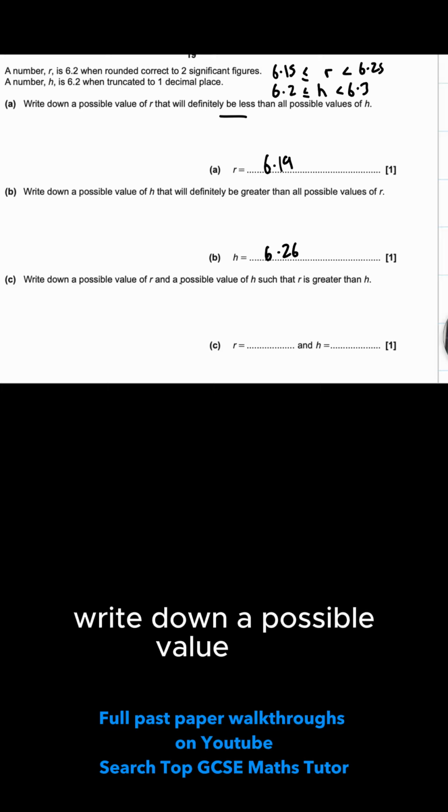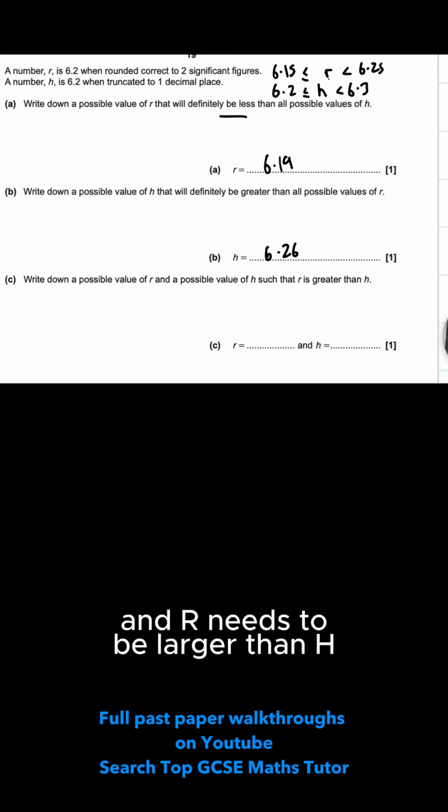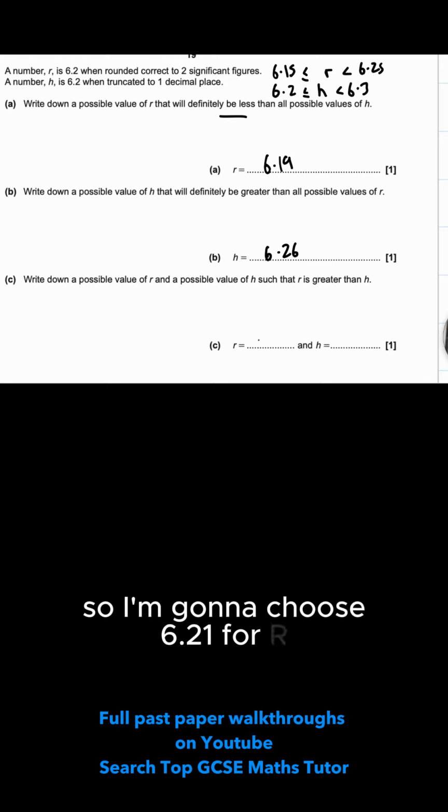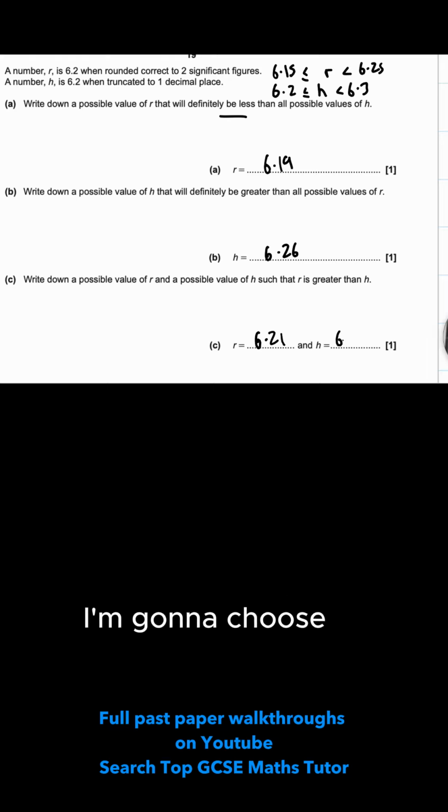Write down a possible value of r and a possible value of h such that r is greater than h. I'm looking for a value of r and I'm looking for a value of h, and r needs to be larger than h. So I'm going to choose 6.21 for r, and for h I'm going to choose 6.2.